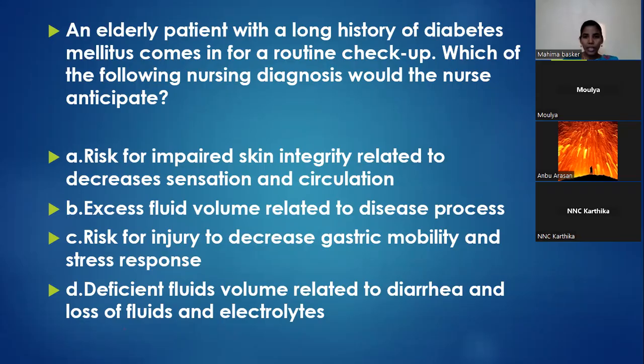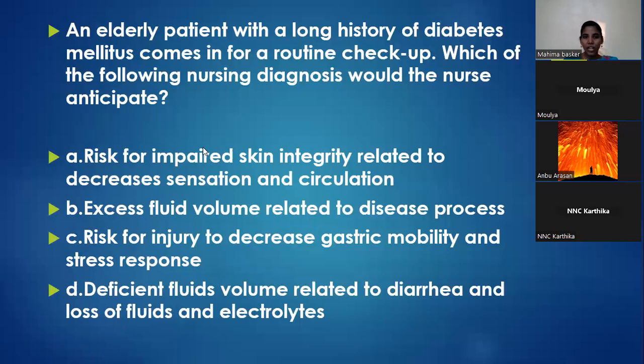They have just told you here the long history. So what comes with a long history of diabetes mellitus? There is a chance of complications. If you know the complications of diabetes mellitus, you can answer this question. What teaching will we give for the complication? Diabetic foot care, right? Why are we giving diabetic foot care? The patient will have sensory loss, peripheral neuropathy. So the nerves will have no sensation. That's why if they hit the heel or anything, they won't feel it. That's why we give the patient teaching on foot care and all.